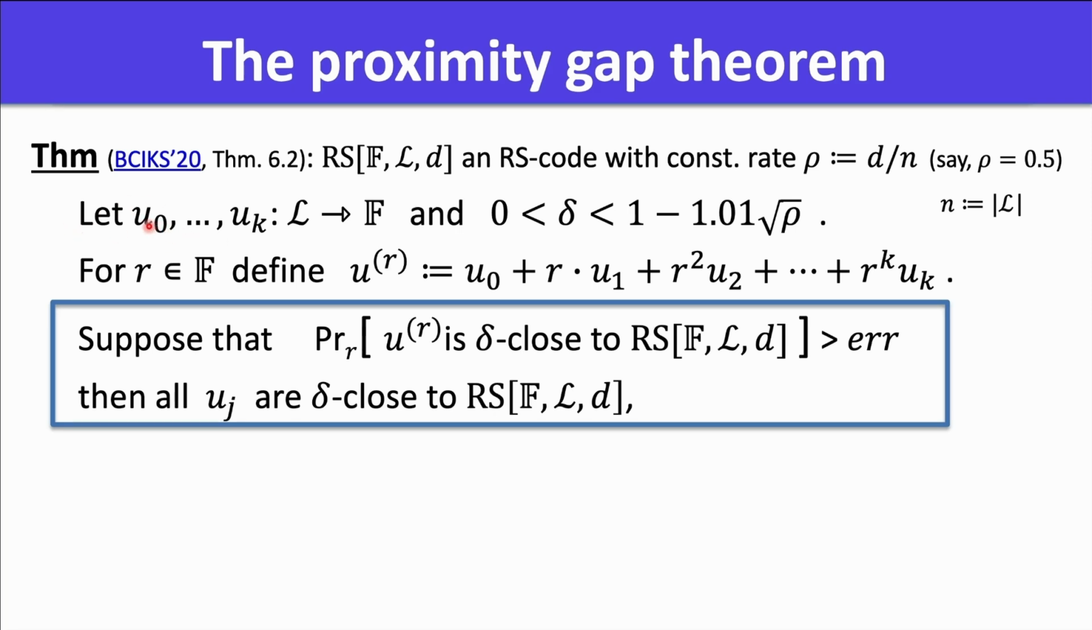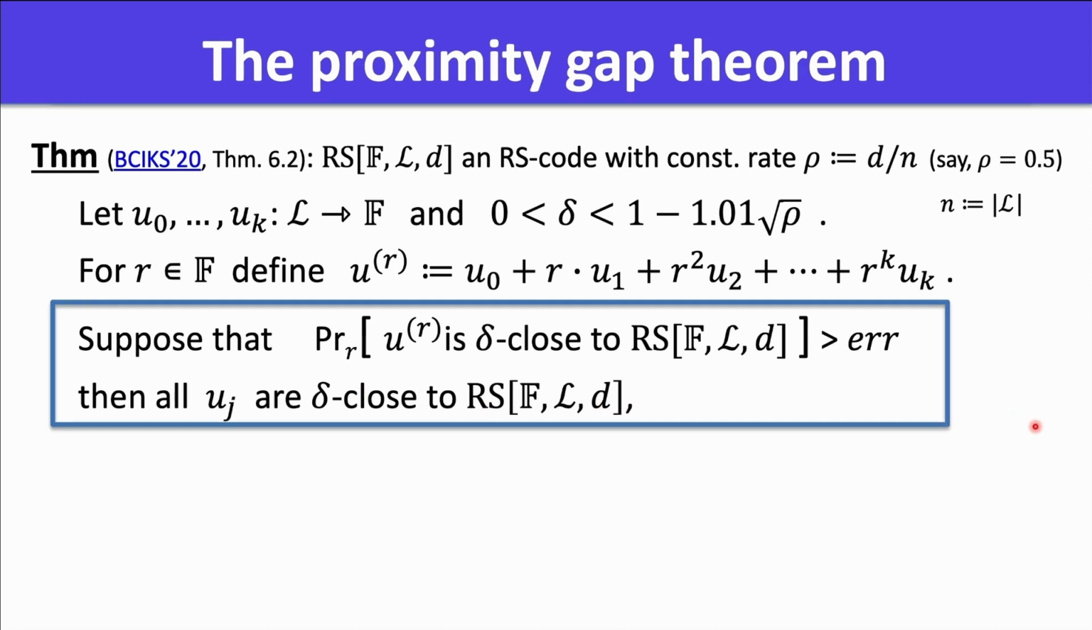If we have functions u0 to uk, and we have some value delta that's less than the Johnson bound, let's define u superscript r as the linear combination of u0 to uk. The theorem says that suppose that u superscript r is delta close to the Reed-Solomon code for just a small number of r's, then in fact all the uj's have to be delta close to the Reed-Solomon code.